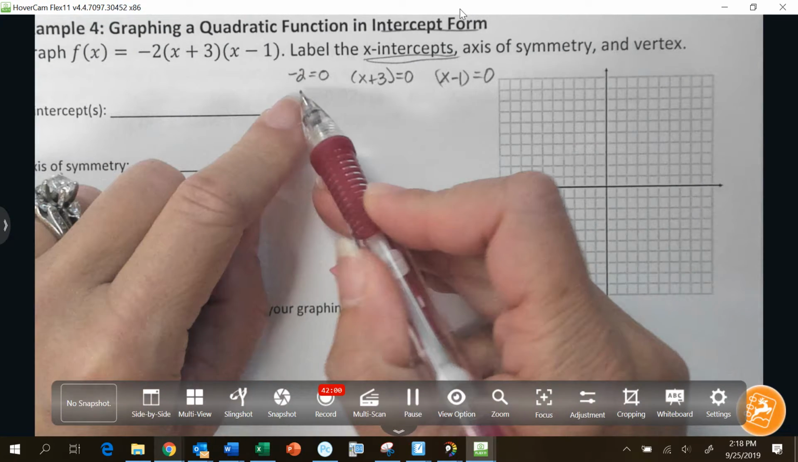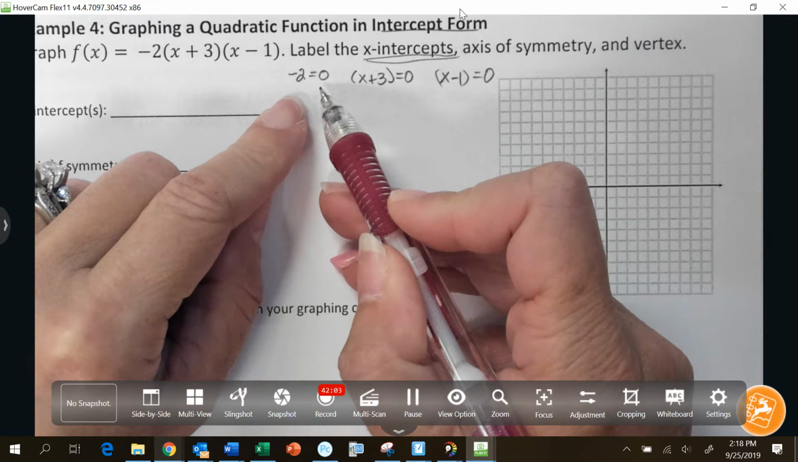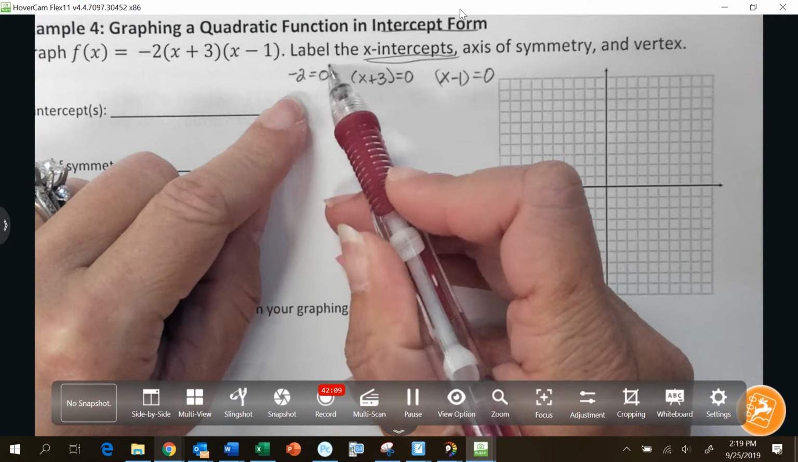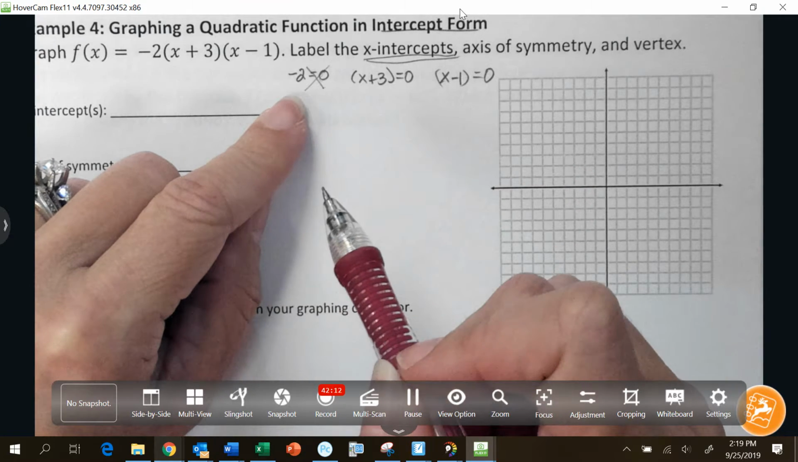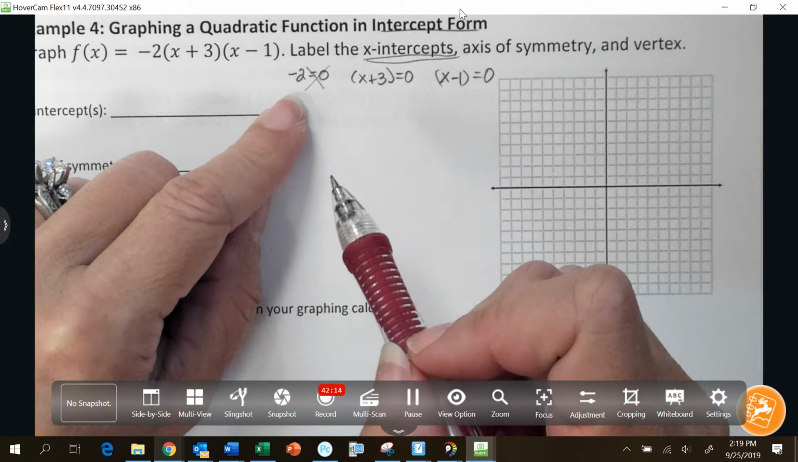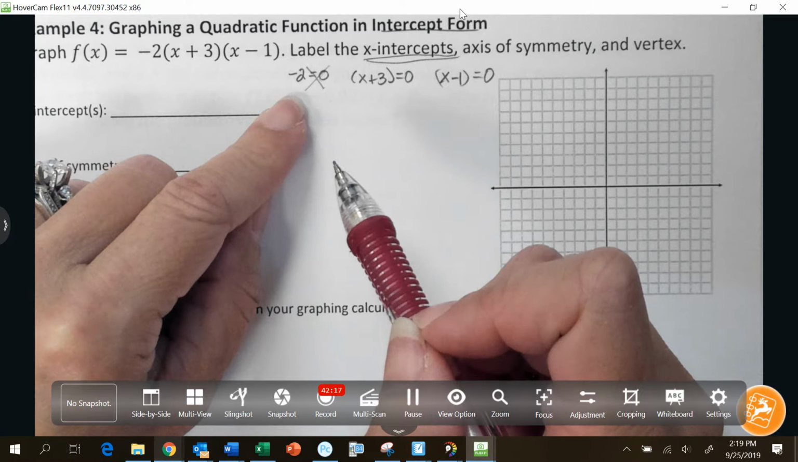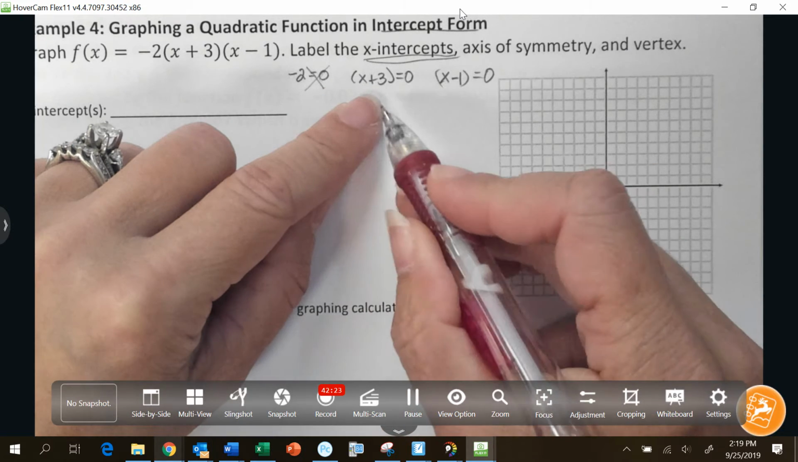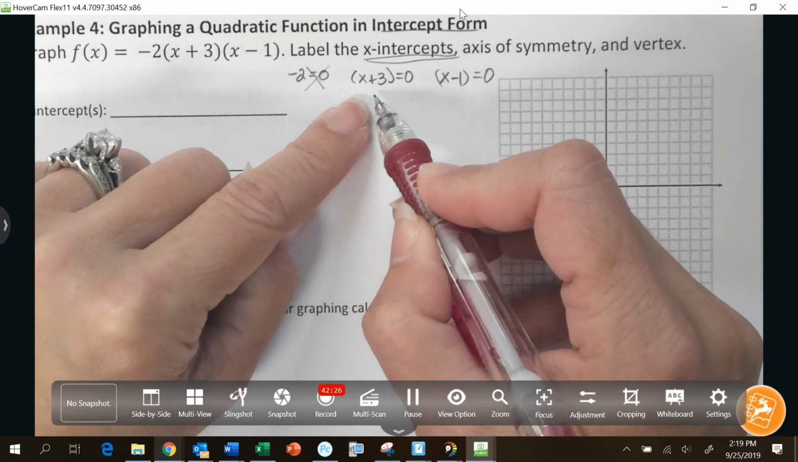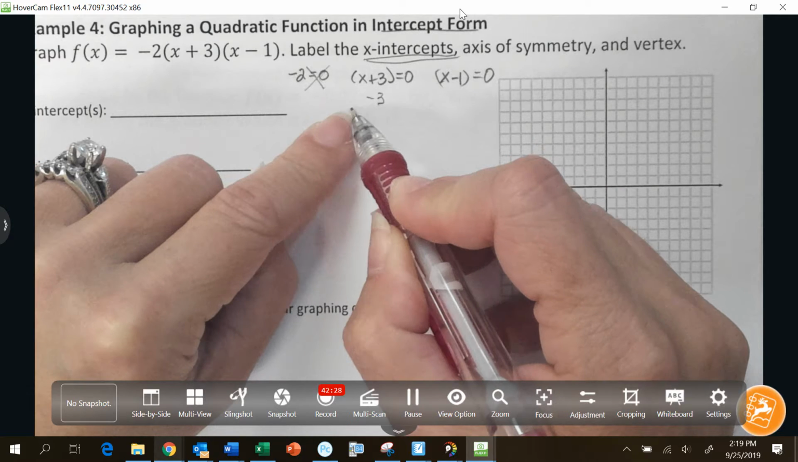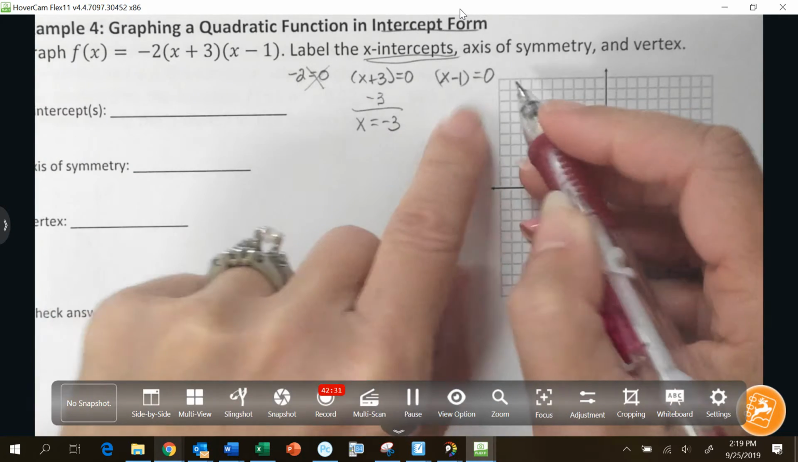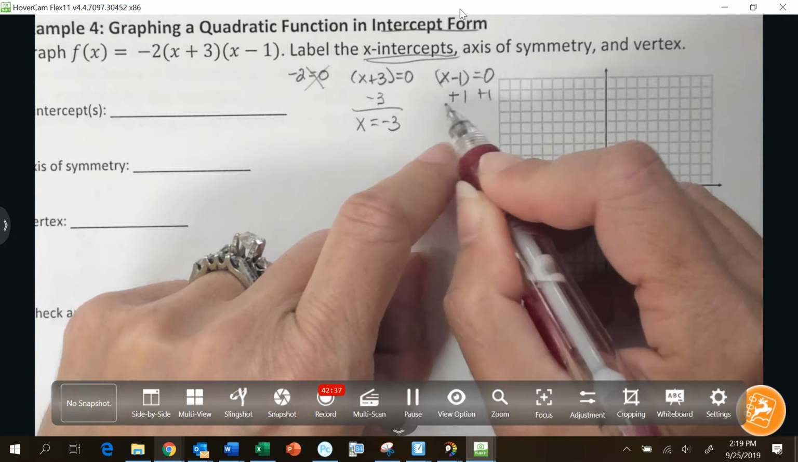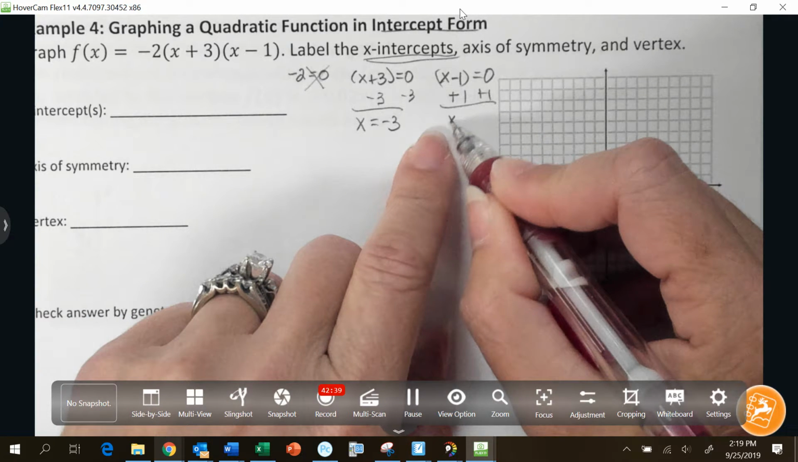So in the first factor, how do I solve for x? I don't, because there's no x. This is just an a, so I don't need that one. But I'm doing that on purpose because someday you do need it. My next one, I solve for x. I subtract 3. So I get x equals negative 3. This one, how do I solve for x? I add 1. So I get x equals 1.